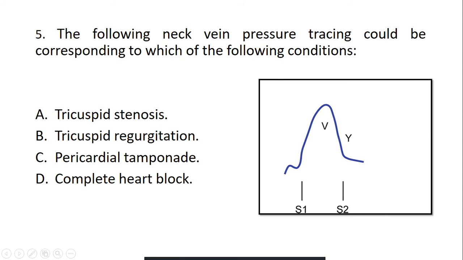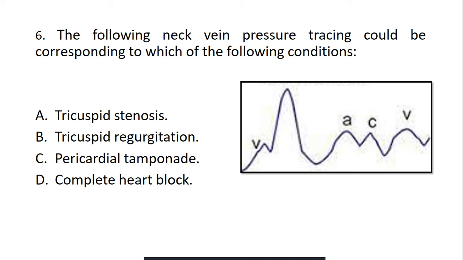The following neck vein pressure tracing could be corresponding to which of the following? Where is the problem? The problem is so obvious. The V wave is very big. So what do you choose? Tricuspid regurgitation. Tricuspid regurgitation is the only one that causes volume overload, which makes the V wave very big.